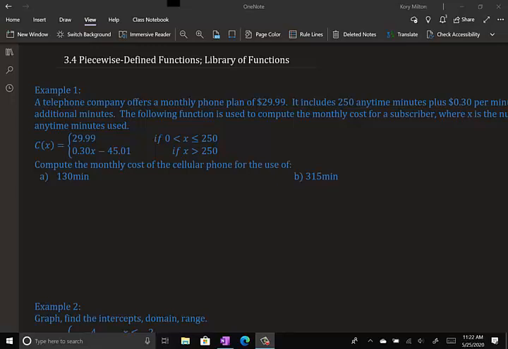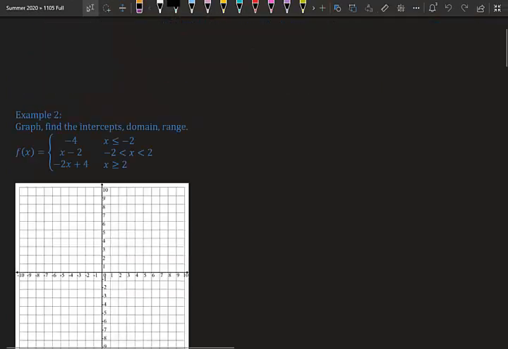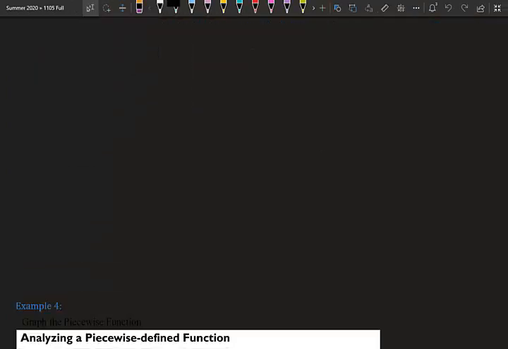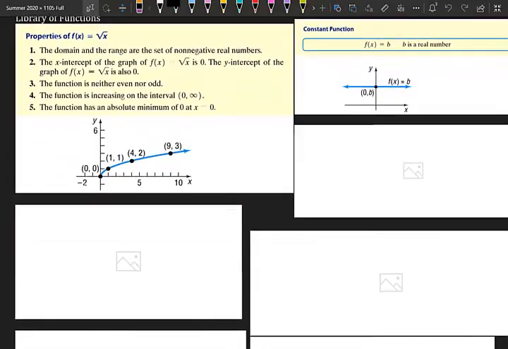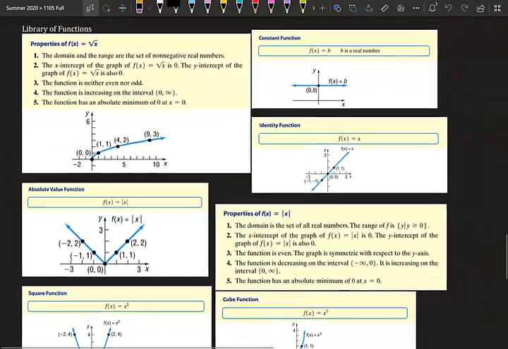3.4 Piecewise Defined Functions and Library of Functions. So the last sheet of the notes, I'm just going to go to it now and talk about it a little bit. It's the library of functions. So it's kind of like the most important graphs that you should know or know a little bit about.